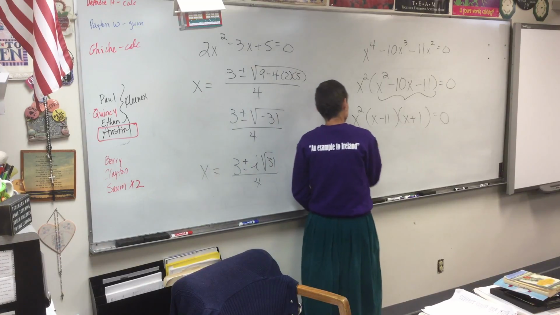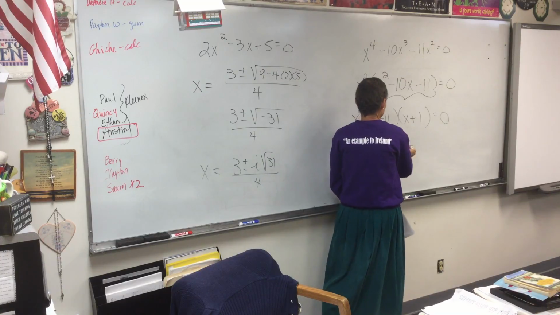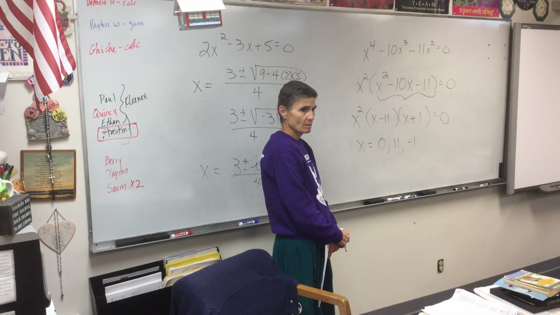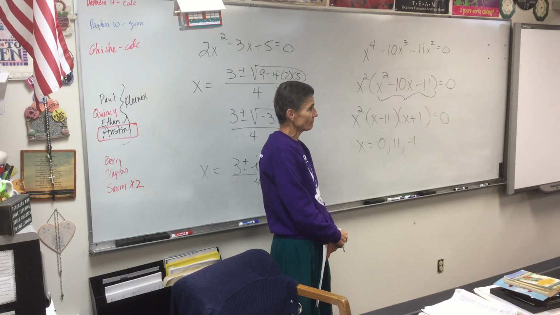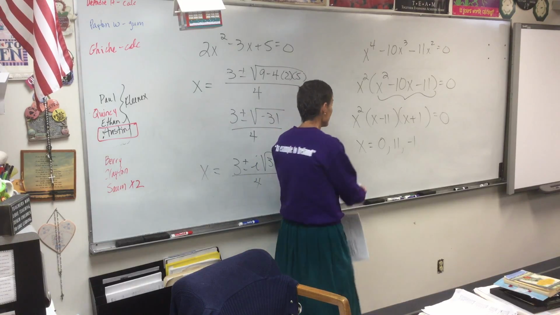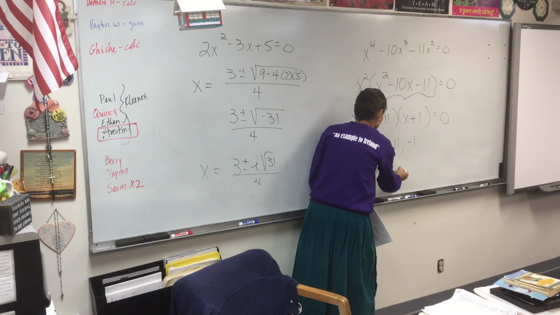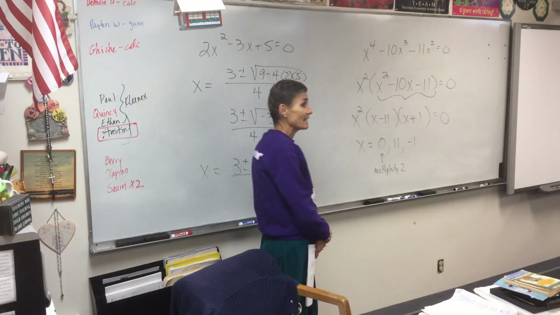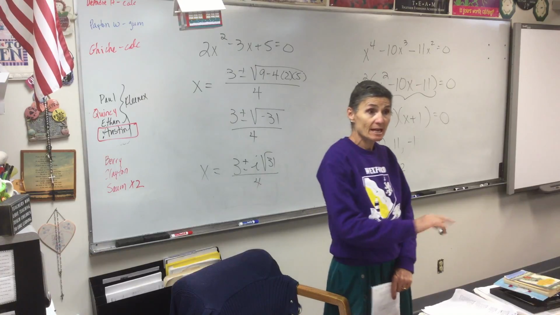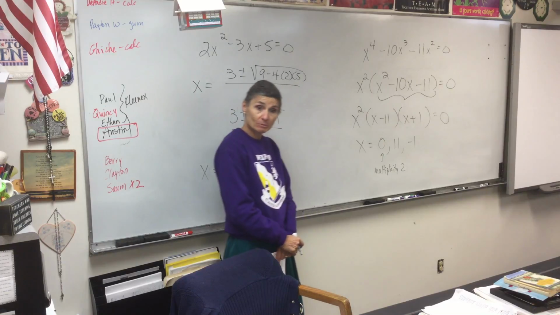What are my answers? You're solving, so x equals 0, 11, and negative 1. Wait a minute, how many answers is that? 3. Wait a second, how many were we supposed to have? Anybody want to explain that to me? That's because x is squared, which means this one has multiplicity 2, which means it happens twice. Which means if we were graphing this, it would bounce off at 0. Remember, squared factors bounce off.